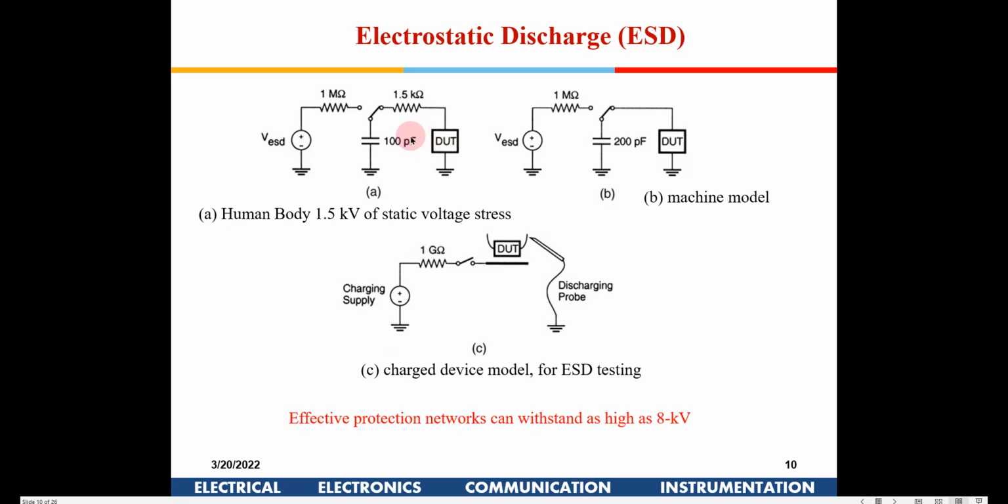So there will be IO pads. Between your actual circuit and the pins of the chip, there will be some IO devices which will prevent such high discharge into the CMOS silicon chip, and prevent it from getting burnt out. So this is the model of the human body, for simulation purposes.